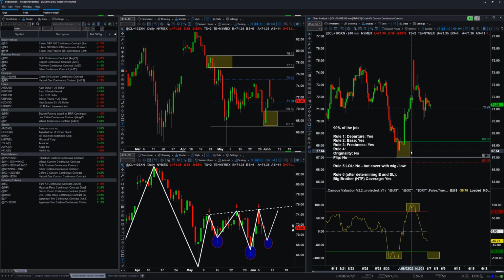And then in the next lesson, what we're going to do is add the rest of our zone qualifiers. And then, of course, we're going to have a lesson around trade management as well. Know when to hold them, when to fold them.